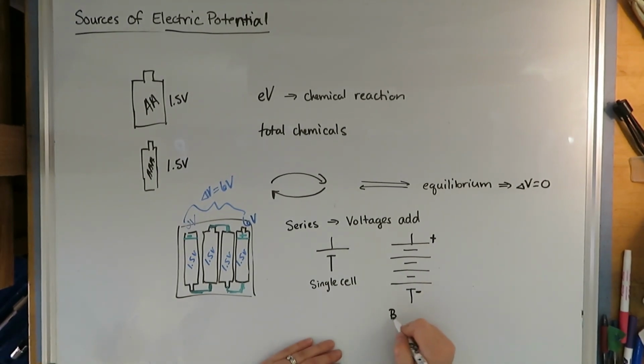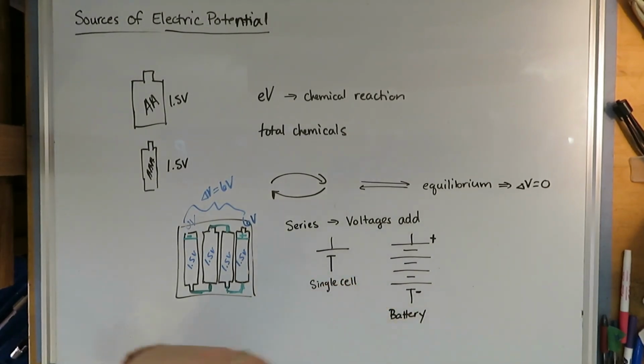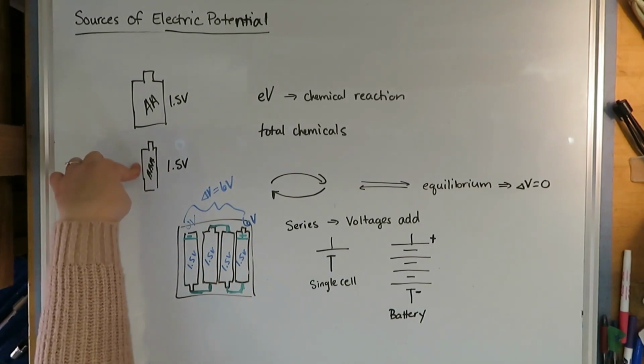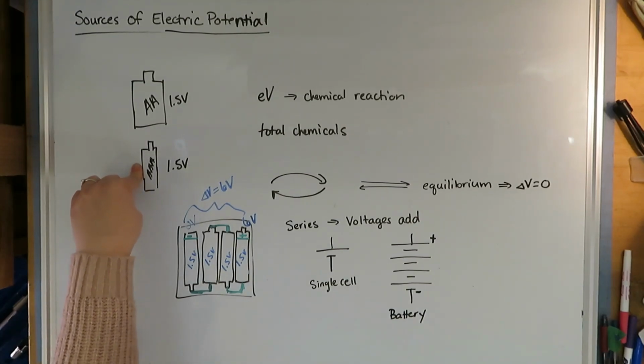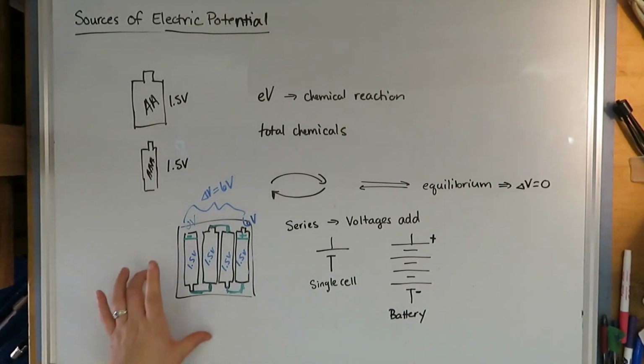So this is actually a battery. And a battery is actually an array of electrochemical cells. This guy is not a battery. What we call a AA battery is not a battery. It's a single electrochemical cell. A battery is technically an array of single electrochemical cells. So putting multiples of those.